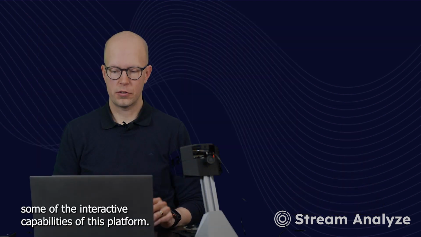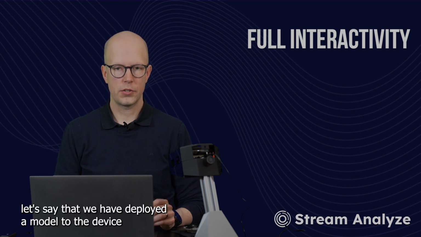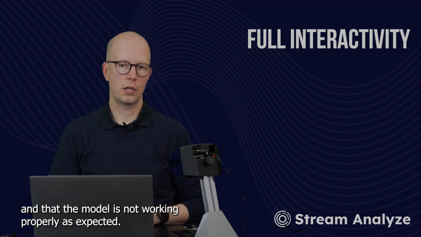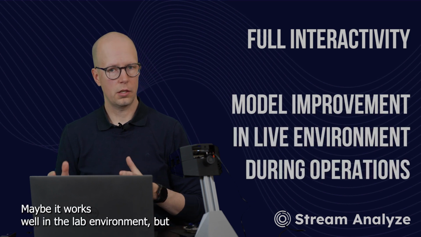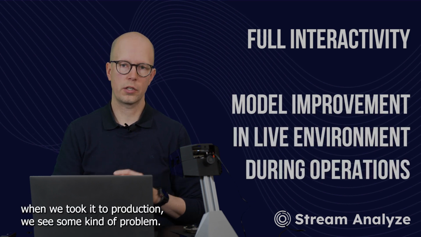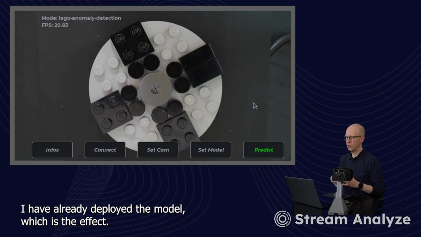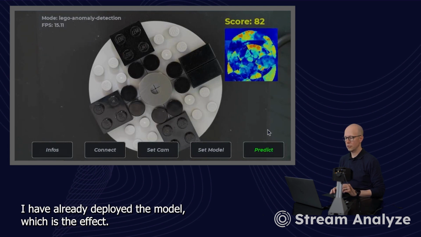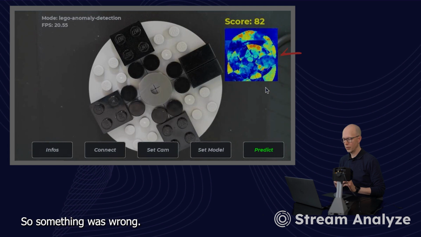Now I'm going to demonstrate some of the interactive capabilities of this platform. Let's say that we have deployed a model to the device, and that the model is not working properly as expected. Maybe it worked well in a lab environment, but when we took it to production, we see some kind of problem. So let's illustrate this. I have already deployed the model, which is defective, and you can see from the result that the difference image is quite distorted. So something was wrong.